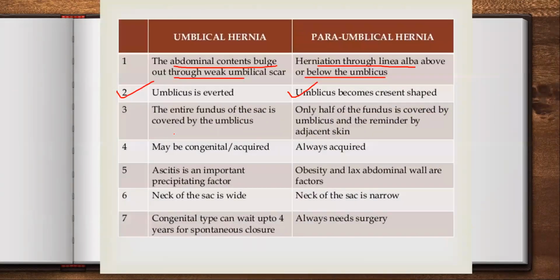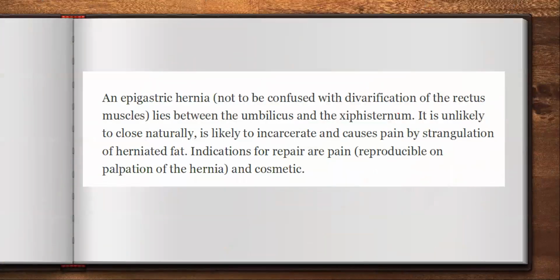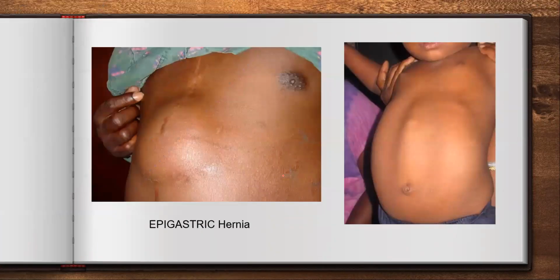Then we have epigastric hernia. An epigastric hernia lies between the umbilicus and the xiphisternum. Okay, so, and it's unlikely to close naturally, likely to incarcerate and cause pain by strangulation. Indications for repair are pain and sometimes cosmetic. Now that's epigastric hernia. In exam, you can get the short of picture.